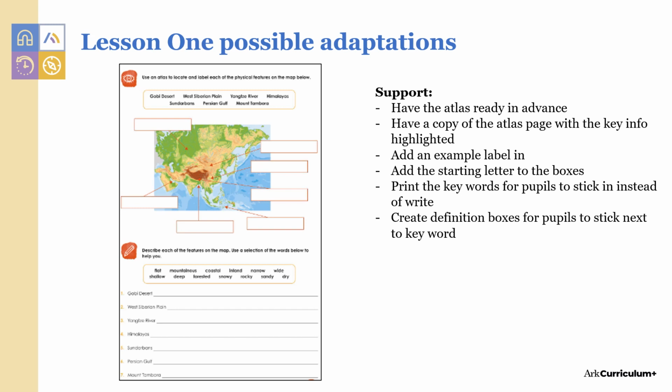You could have the atlas ready in advance. You could have a copy of the atlas page with the key information highlighted. You could add an example label in. You could add the starting letter to the boxes. You could print the keywords for pupils to stick in instead of write. And you could create definition boxes for pupils to stick next to the keyword. Stretch pupils by asking which place they'd most like to visit and why.